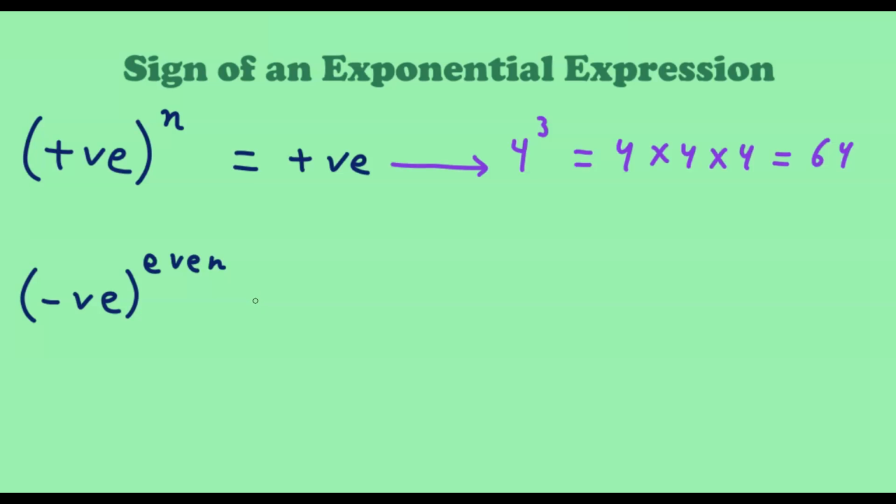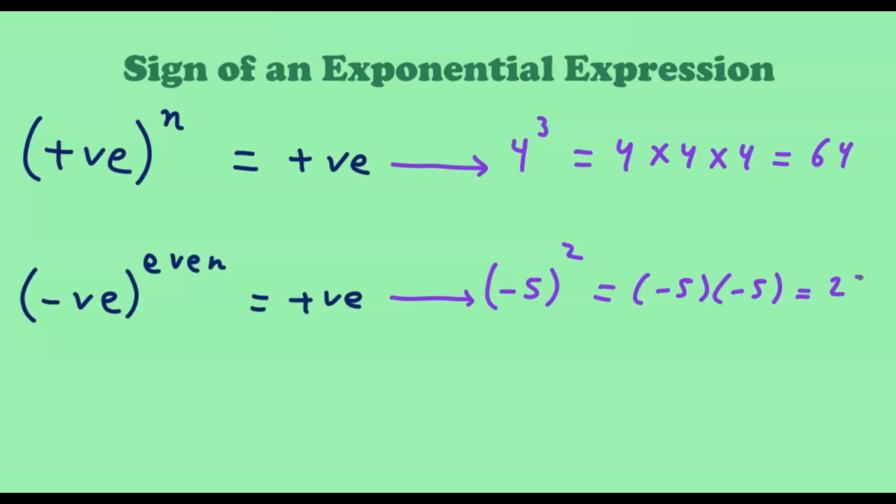Next, let us consider a negative number raised to the power of an even integer. In this case, what we will get is a positive number. For example, suppose we consider negative 5 to the power 2. Then negative 5 is a negative number and 2 is even. And this will be equal to negative 5 times negative 5, and that is equal to 25, and this is positive.